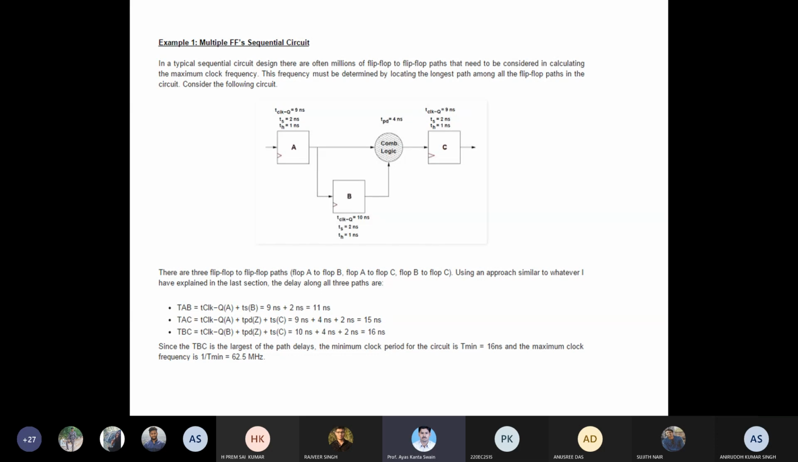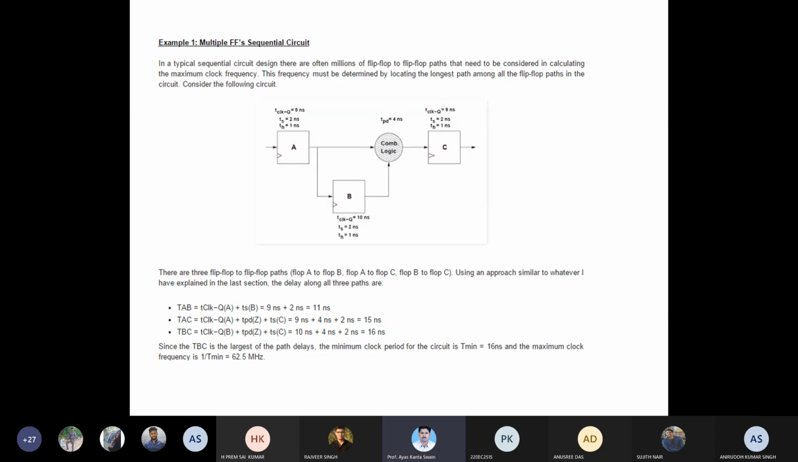So you can find that TBC is having the largest path delay in these three timing paths that we are observing. Okay, so that's why the minimum clock period should be calculated from this value of 16 nanosecond. Okay, so T minimum is equal to 16 nanosecond, because if you take, let's say, 11 nanosecond, then 15 and 16, in 11 nanosecond of the clock period, the clock will change.